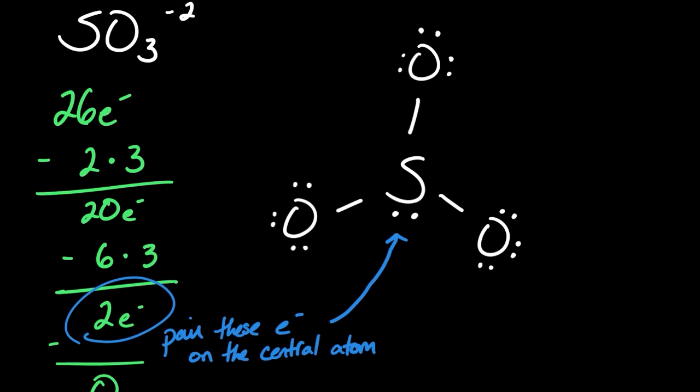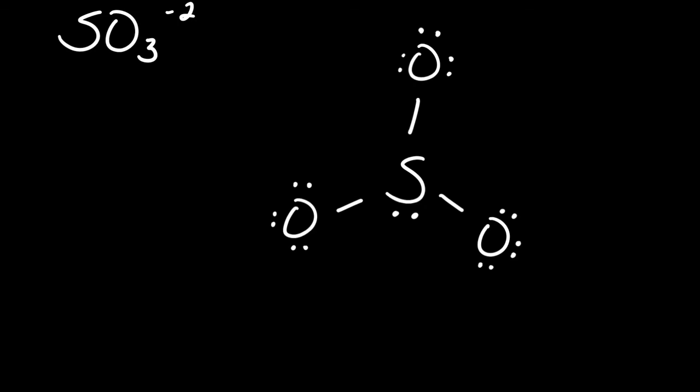Now at this point, if we check our structure, we'll see that each oxygen has a completed octet, and sulfur also has a completed octet. So we are done. No double bond needed for the sulfite anion.